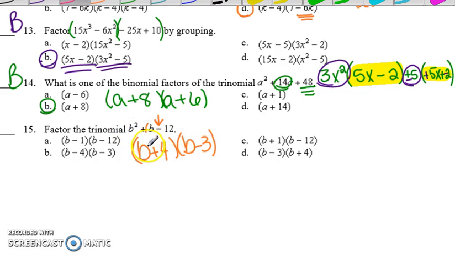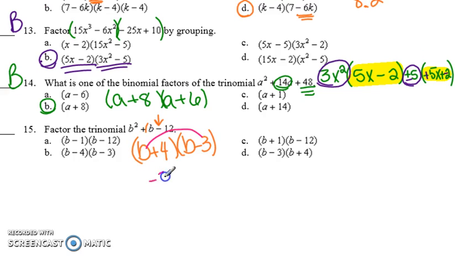Now I'm going to check my outside terms and my inside terms just to make sure I'm right. And that definitely gives me a positive 1b. So let's see, we're looking for b plus 4 and b minus 3. Here it is right here, letter D.